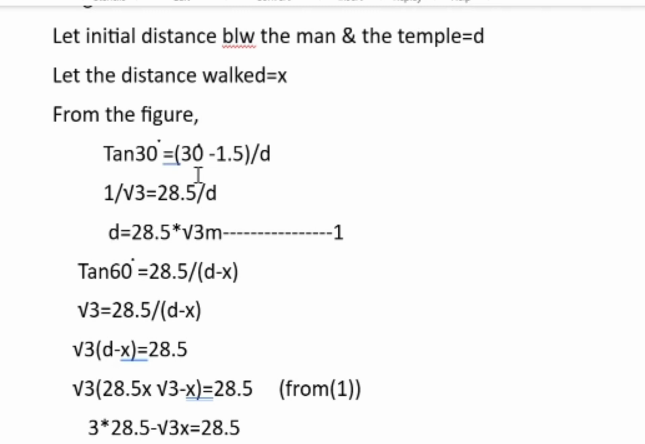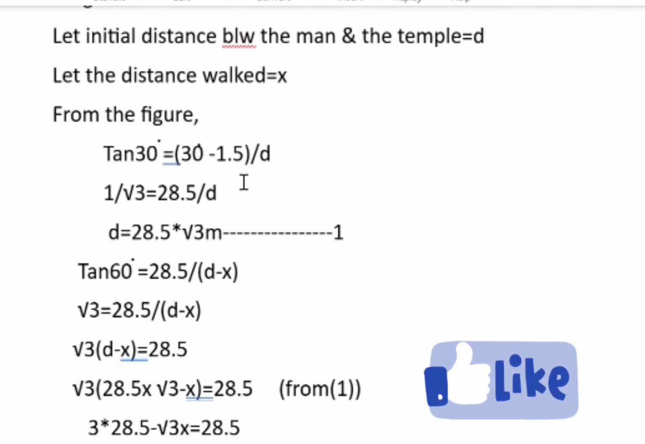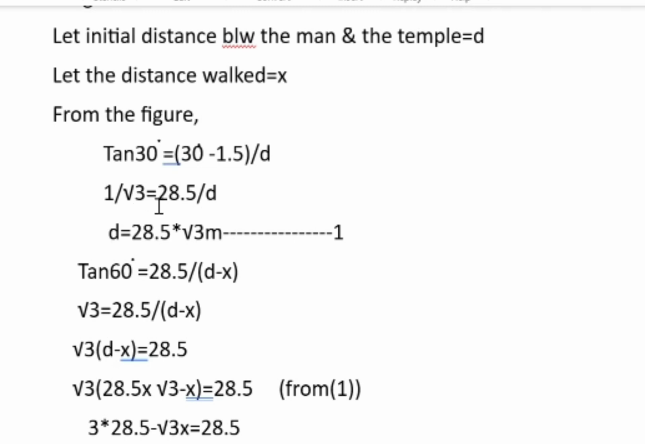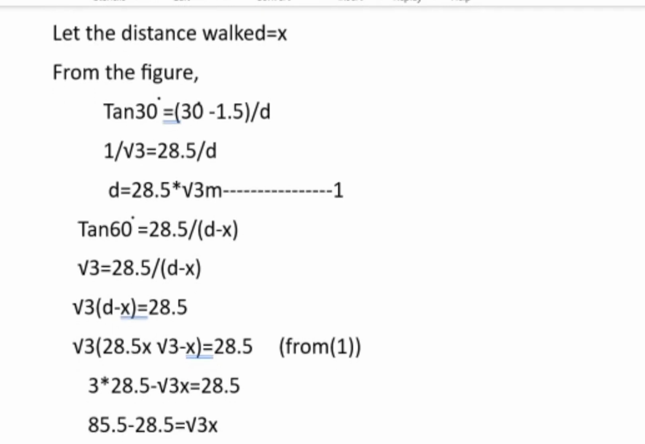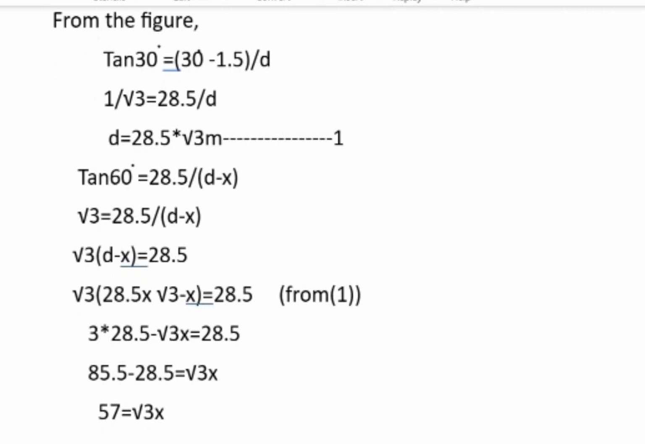Tan 30 degrees is equal to (30 minus 1.5) by d, so 1 by root 3 is equal to 28.5 by d. d is equal to 28.5 into root 3 meters. Consider this as the first equation. Tan 60 degrees is equal to 28.5 by (d minus x), so root 3 is equal to 28.5 by (d minus x). If you multiply, root 3 into (d minus x) is equal to 28.5. Root 3 into what is the d value from 1? 28.5 into root 3 minus x is equal to 28.5.